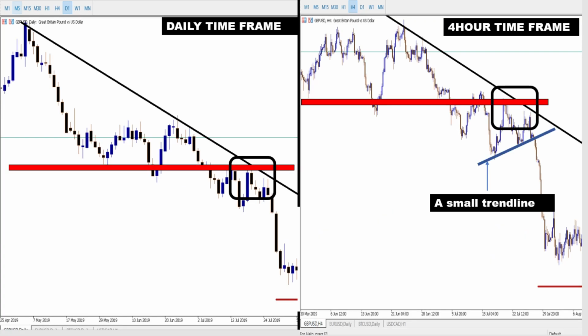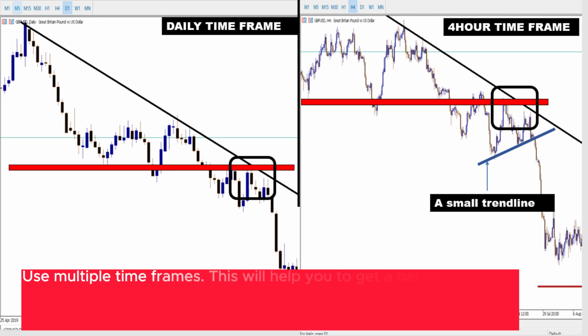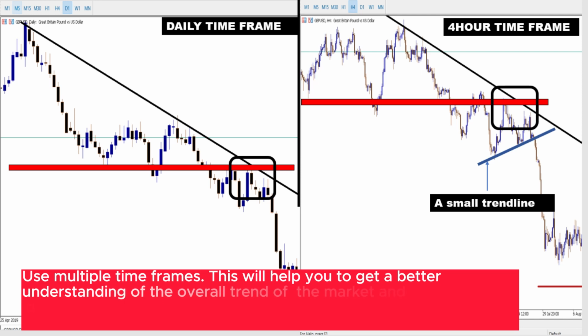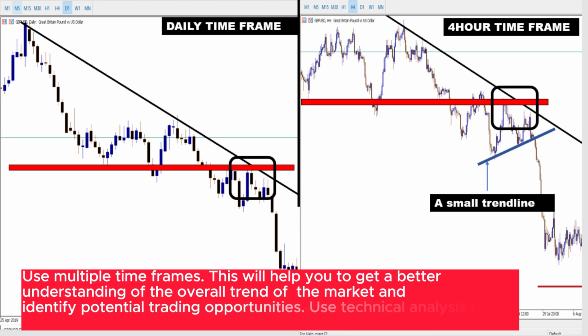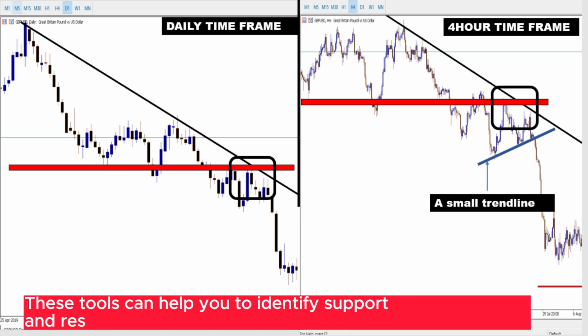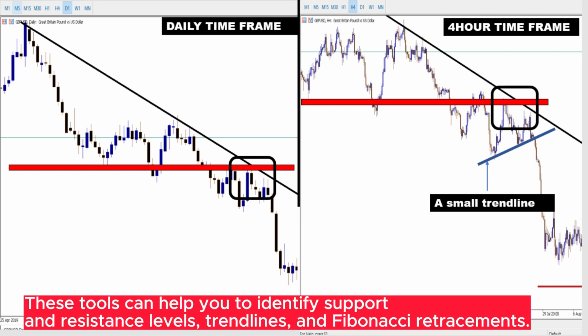Tips for top-down analysis. Here are some tips for top-down analysis. Use multiple time frames. This will help you to get a better understanding of the overall trend of the market and identify potential trading opportunities. Use technical analysis tools. These tools can help you to identify support and resistance levels, trend lines, and Fibonacci retracements.